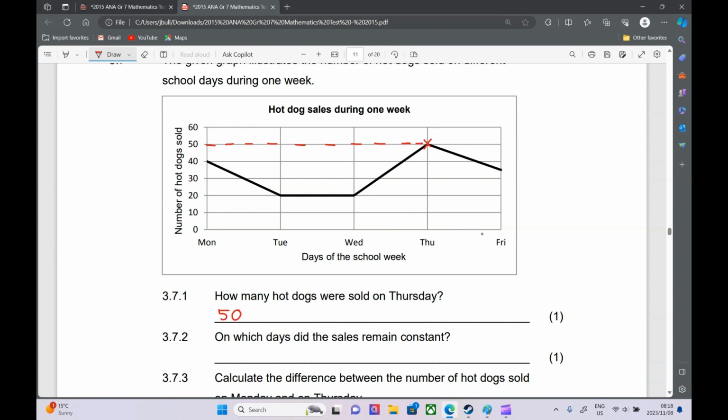On which day did the sales remain constant? So on which days were there the same sales? We can see it was the same on Tuesday and Wednesday, because on both of those days they sold 20.